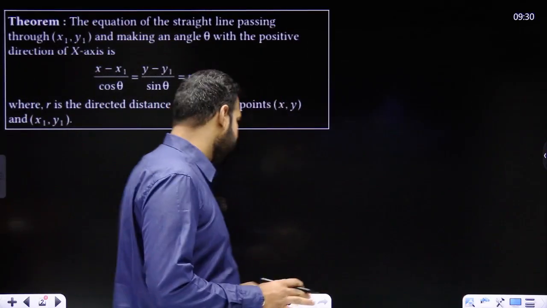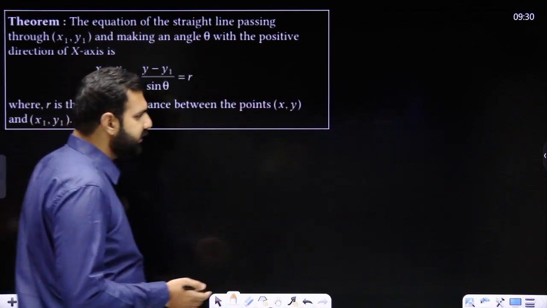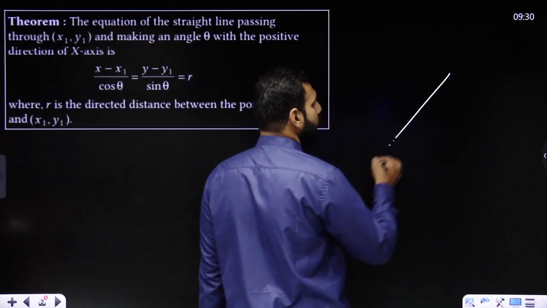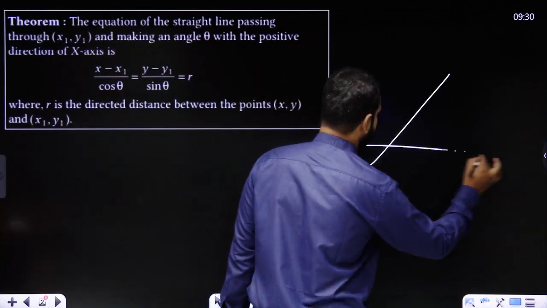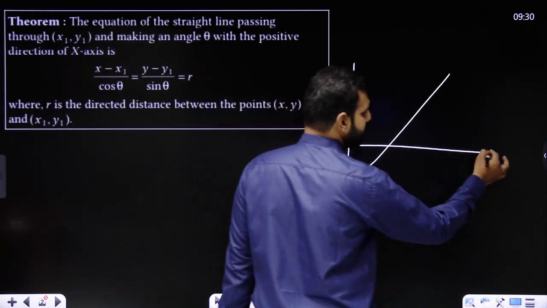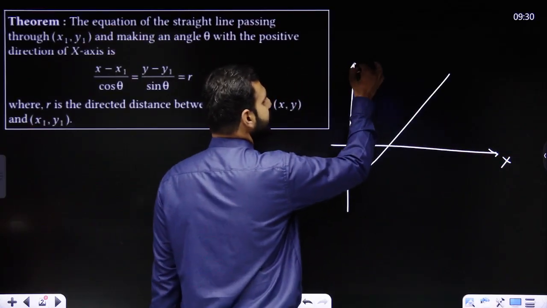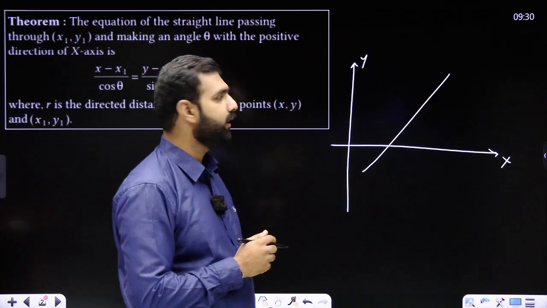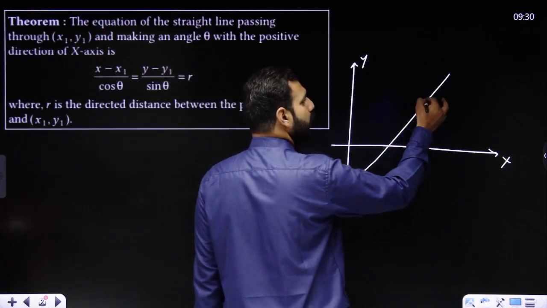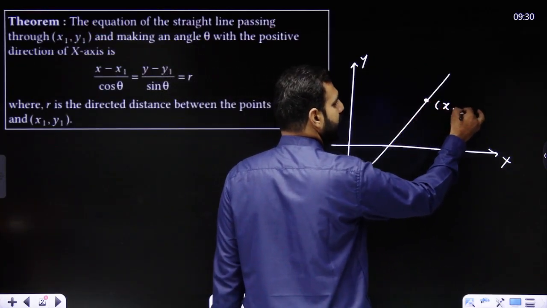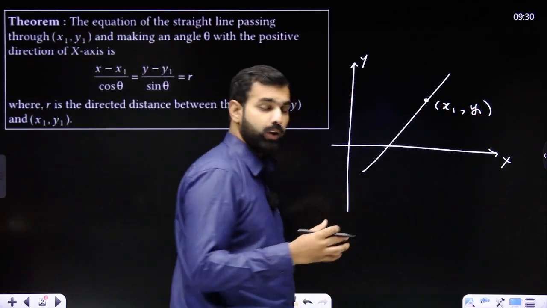Let's take that there is a straight line which passes through a point x1 comma y1. So there is this straight line and these are your coordinate axes. This is your x-axis, that's your y-axis. And this straight line over here, let's say, passes through a fixed point. Let's call that x1 comma y1. Can I do so or can I say so?